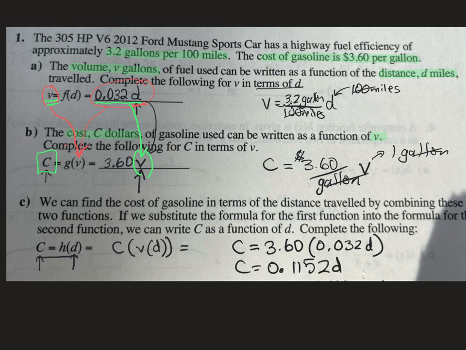0.1152D. And you could write it in function notation if you want. Instead of just C, you could write C of D, meaning C as a function of D. And there we go. That should be your final answer.